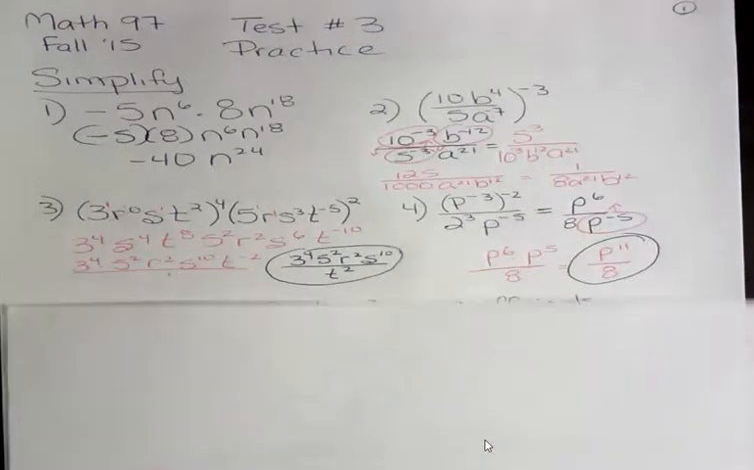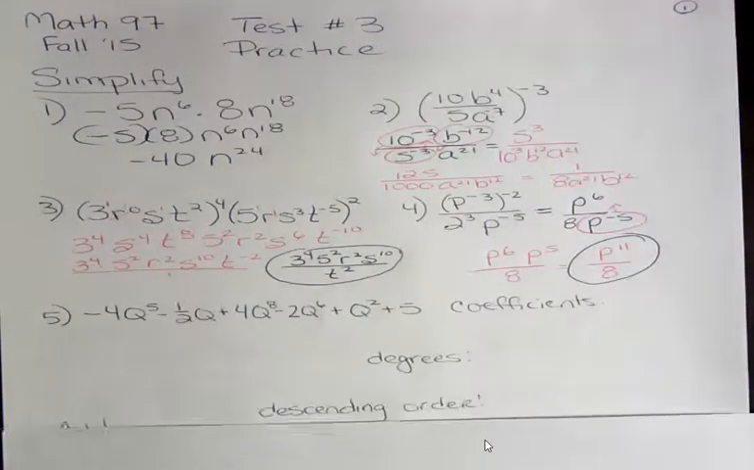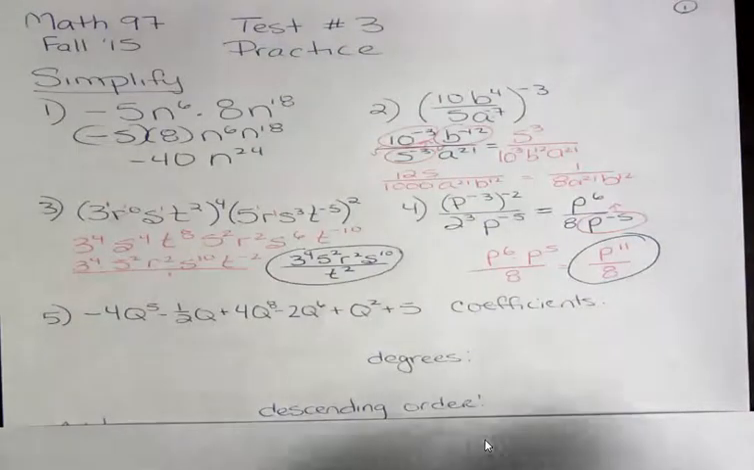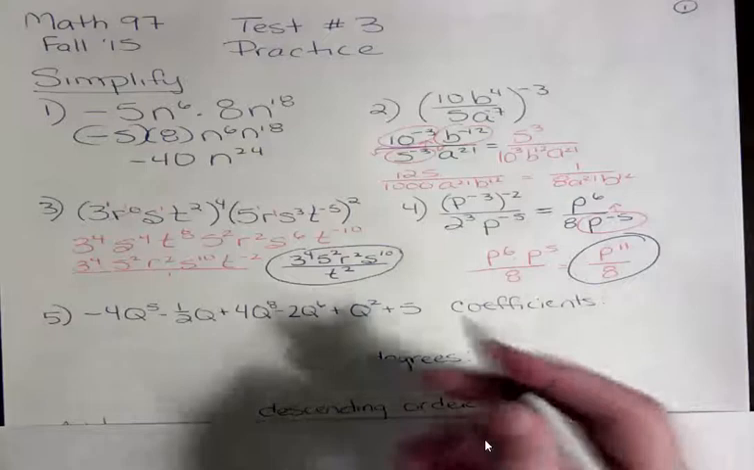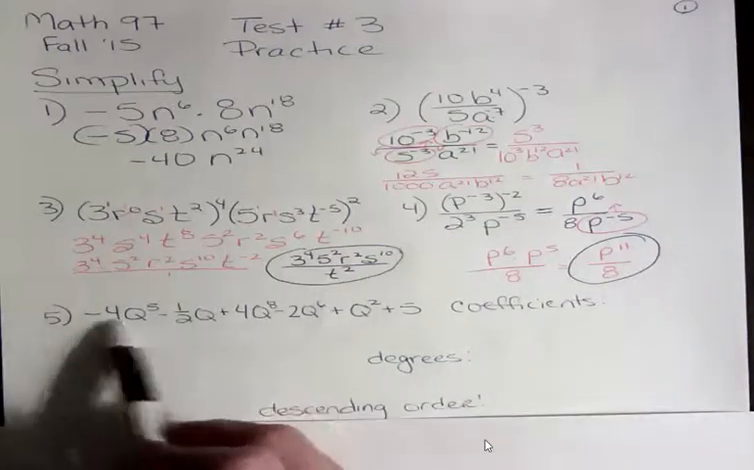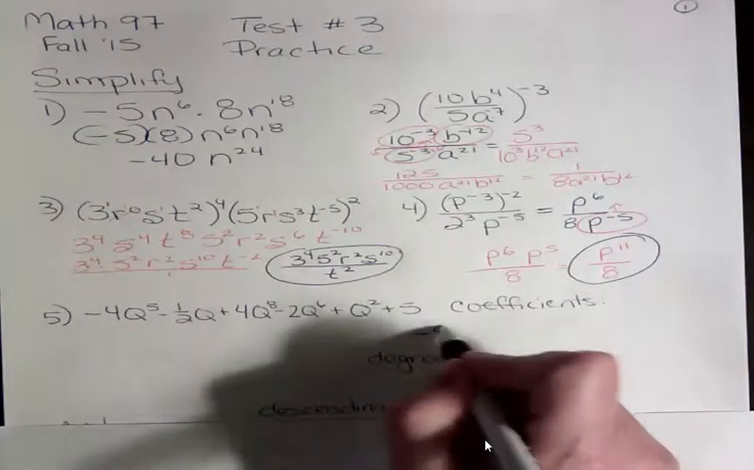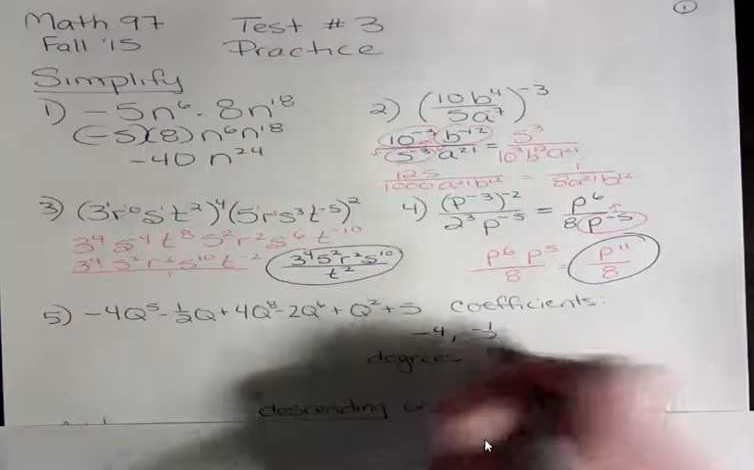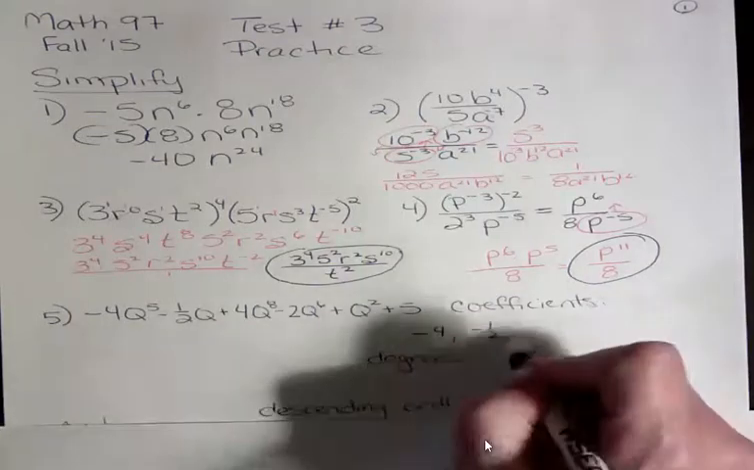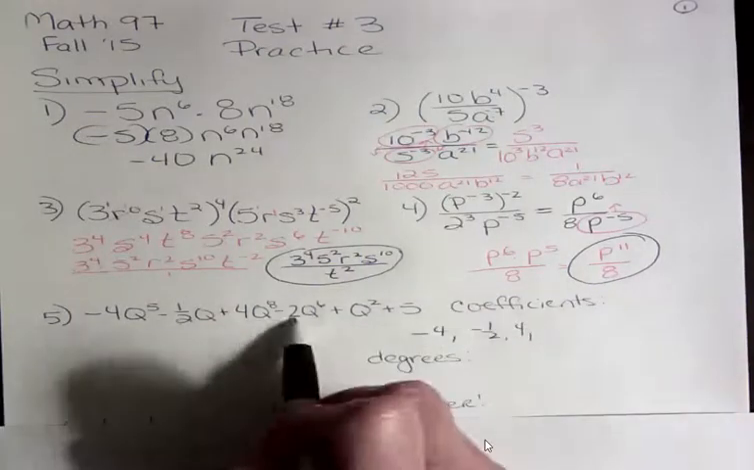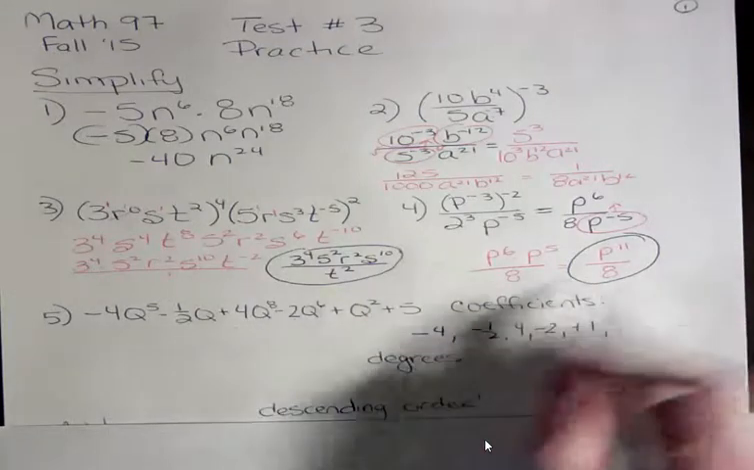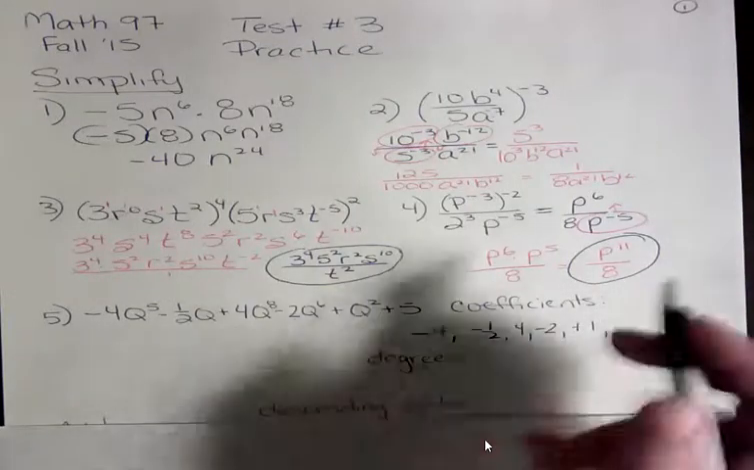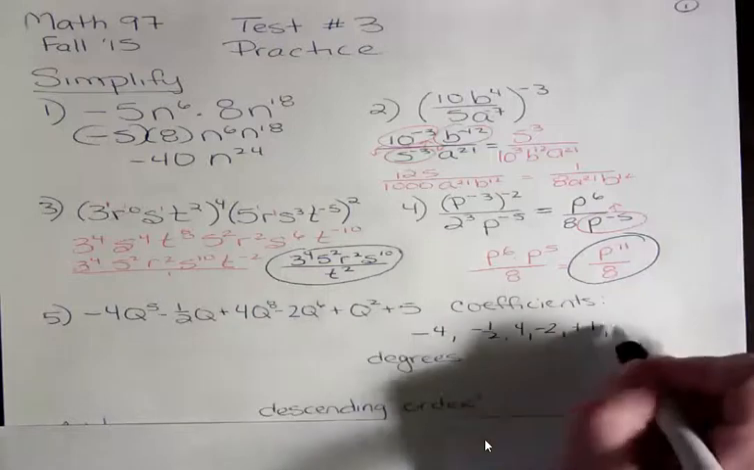All right, for number 5, I asked 3 things. 1, to list the coefficients, 2, the degrees, and finally put that in descending order. The coefficients, I'm just looking at the number in front that's multiplying the variable: -4, -1/2, +4, -2, +1. I don't need to put the positive, but it's +1. And this one, even though you don't see a variable, has a coefficient of 5.